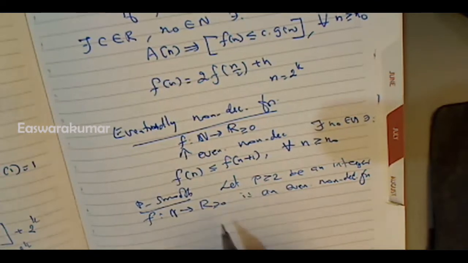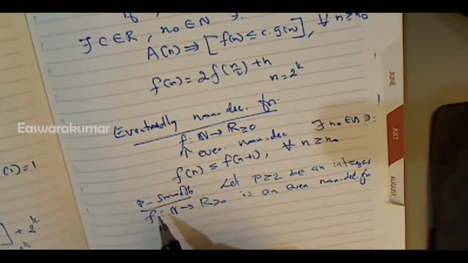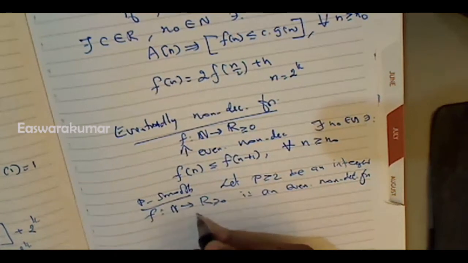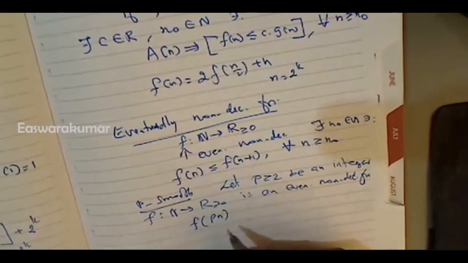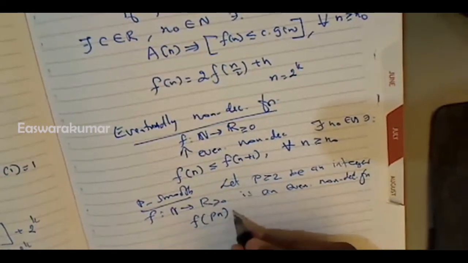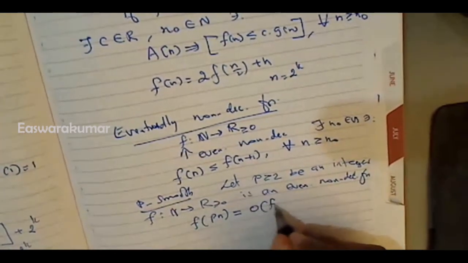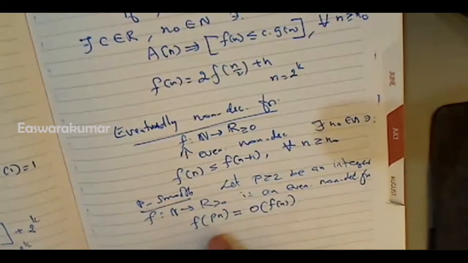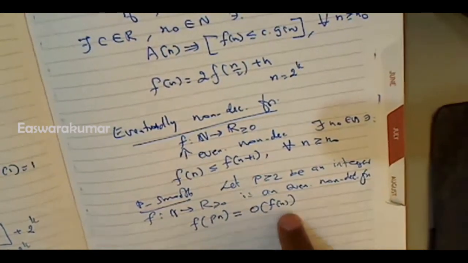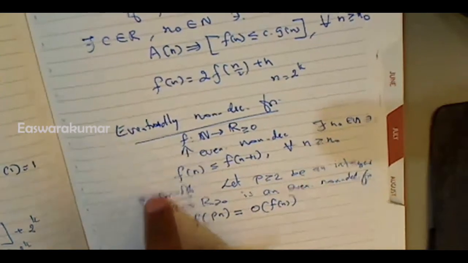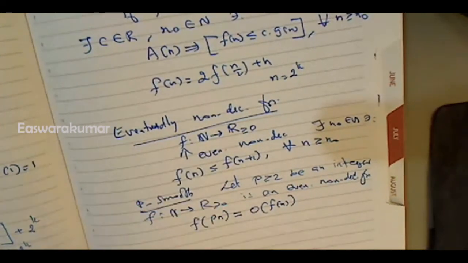And if we say this function is p-smooth, then it should satisfy f of pn, that is p into n. F of pn is equal to order of f of n. So if you take f of pn, then that will be equal to the order of f of n. Then we can say that the function is p-smooth. So these two definitions we need.